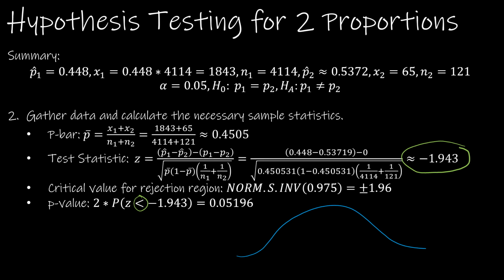Remember, if 1.96 and negative 1.96 define my rejection regions, I'm only going to reject if a value is greater than 1.96 or less than negative 1.96. I have found negative 1.943, which is just slightly greater than negative 1.96. And therefore, this is going to be a fail to reject question. Again, P is just slightly greater than alpha, and that is, again, a fail to reject.